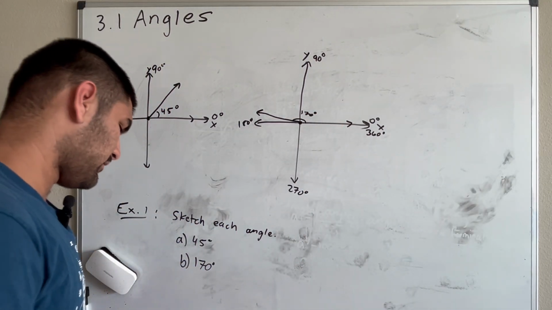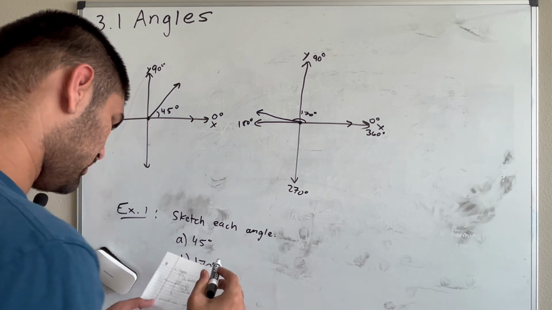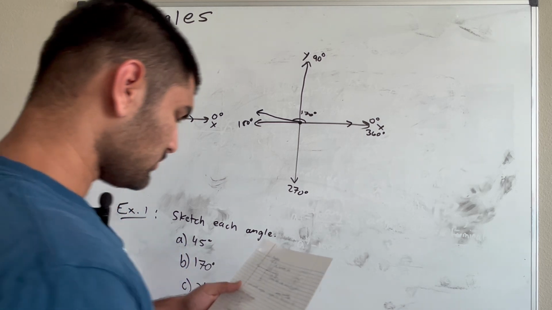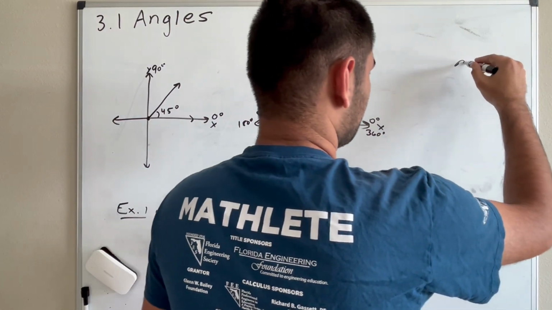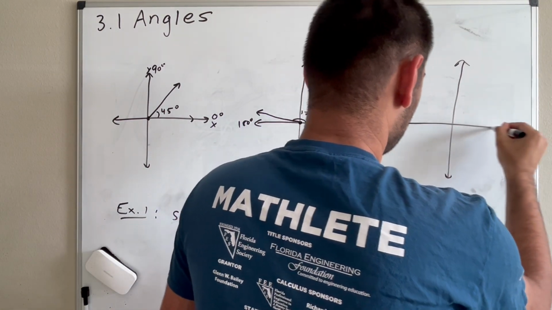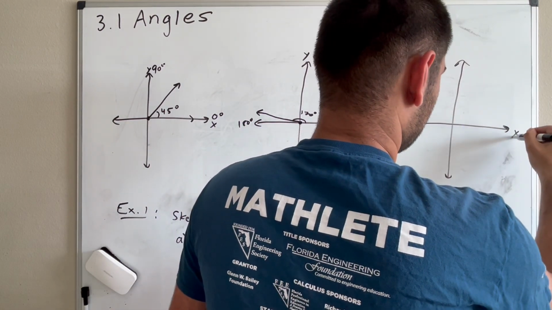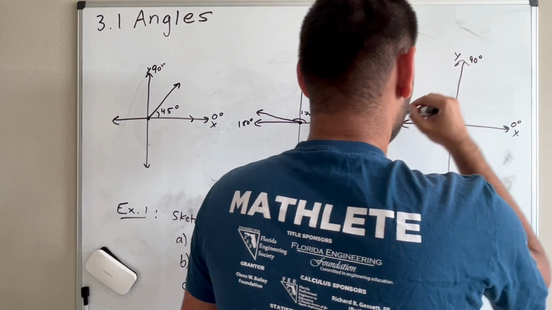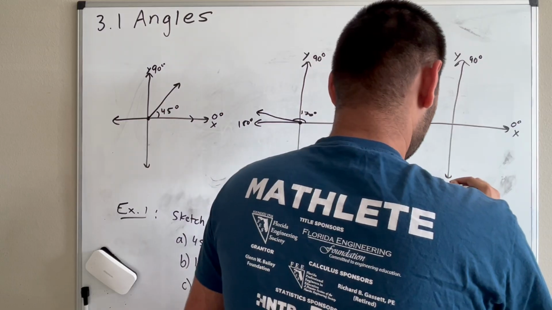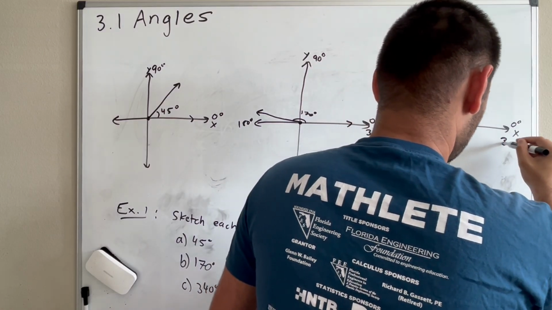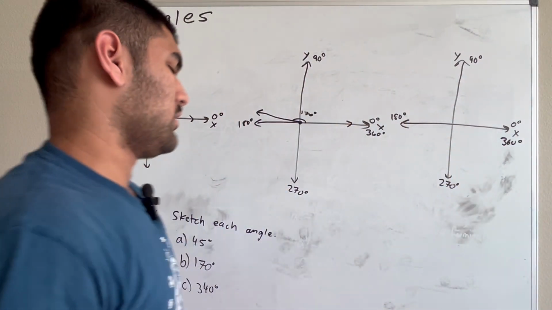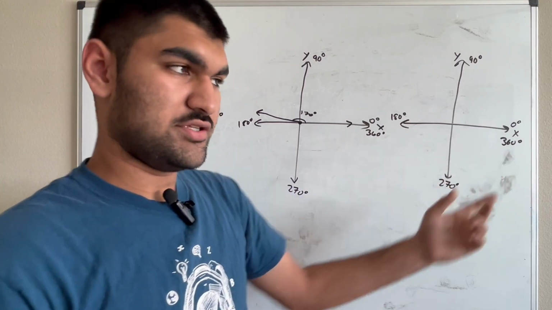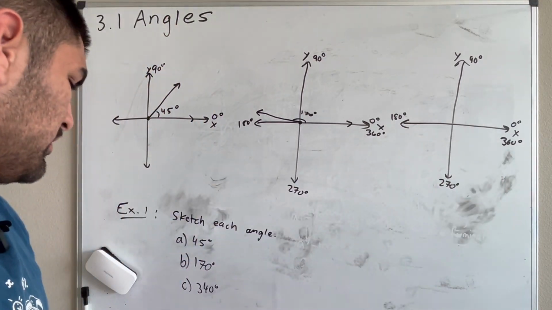All right, nice. Let's do one more. What if we want to sketch 340 degrees? Again, we can just sketch it real quick. This is 0, 90, 180, 270, and then 360 degrees. So 340 is in between 270 and 360 degrees, so it's going to be in quadrant 4.